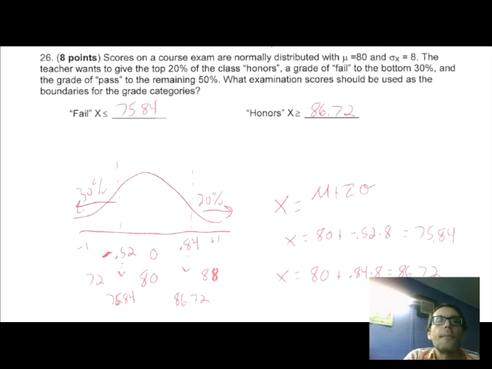And now the last one. Scores on a course exam are normally distributed with a mu equals 80 and a sigma of 8. The teacher wants to give the top 20% of the class honors, a grade of fail to the bottom 30%, he's vicious, and the grade of pass to the remaining 50. What are the scores that will cut this apart?